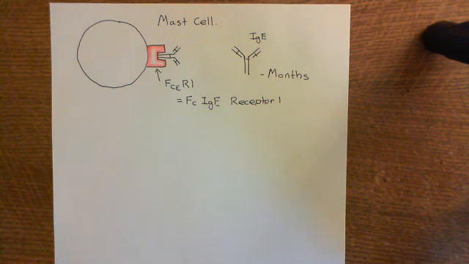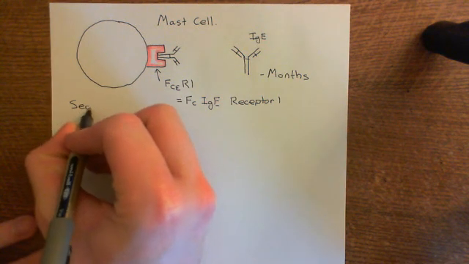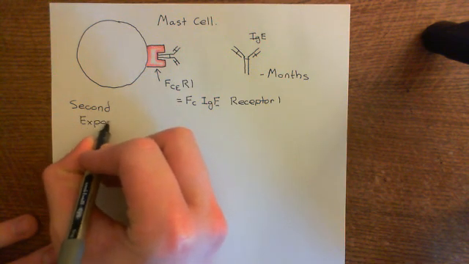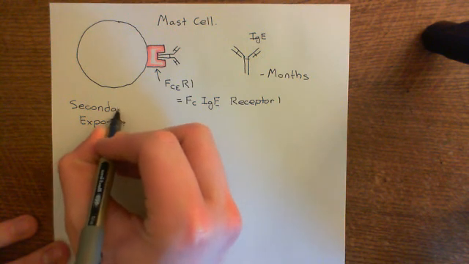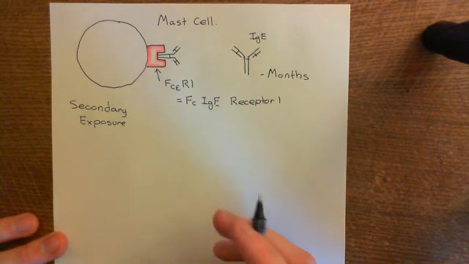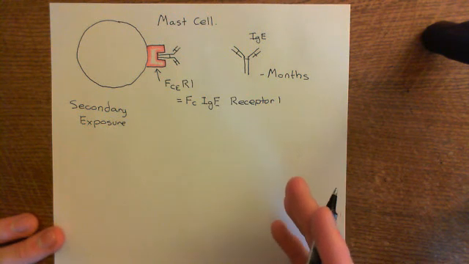Okay, so if you then get exposed to the allergen again, whilst IgE is still mounted on the surface of these mast cells in the lamina propria, it's going to cause an allergic asthmatic attack. So let's now say you have your secondary exposure to the allergen. I'm going to say secondary exposure rather than second exposure, because it might actually be your third or fourth exposure.